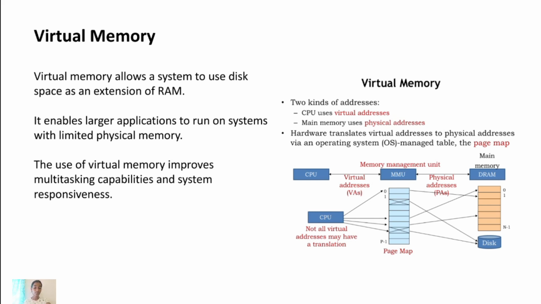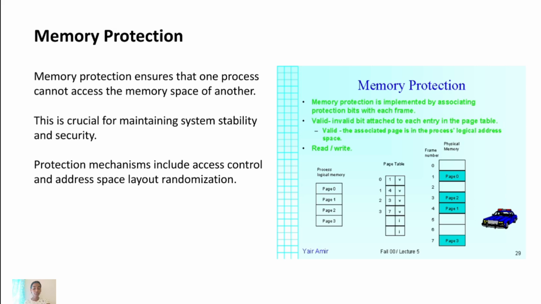The next concept is memory protection. Memory protection ensures that one process cannot access the memory space of another. This is crucial for maintaining system stability and security. Protection mechanisms include access control and address space layout randomization. Memory protection is implemented by associating protection bits with each frame. A valid-invalid bit is attached to each page table entry, where valid means the associated page is in the process's logical address space, along with read and write bits.